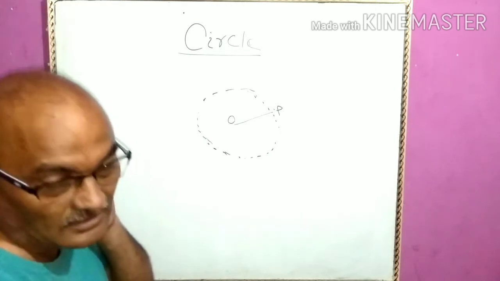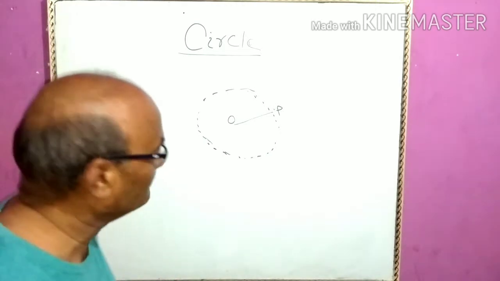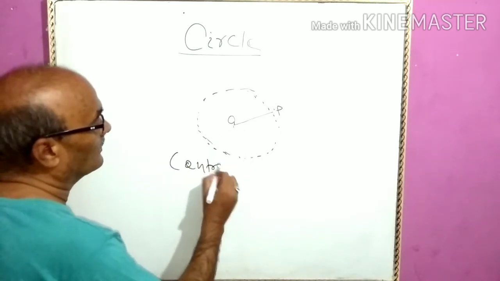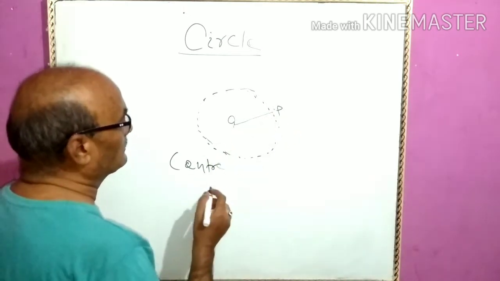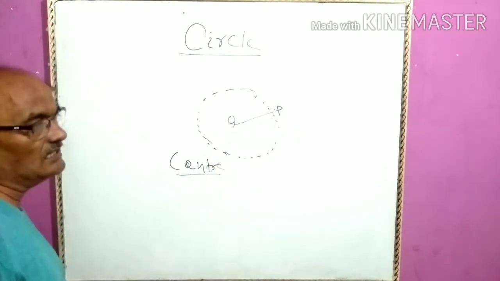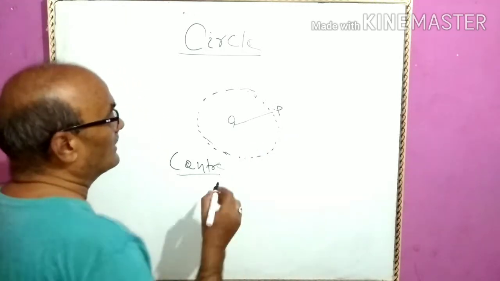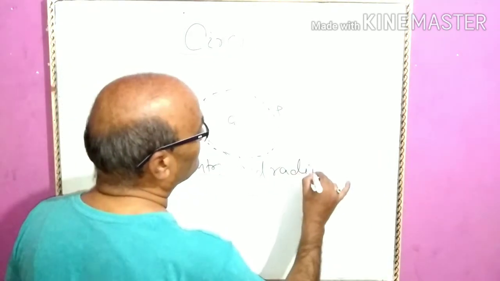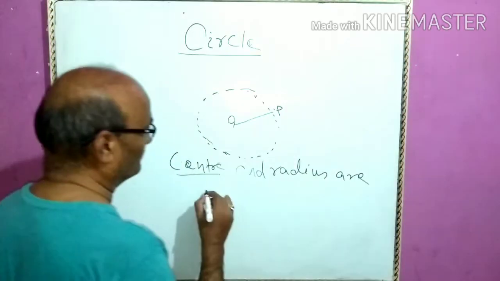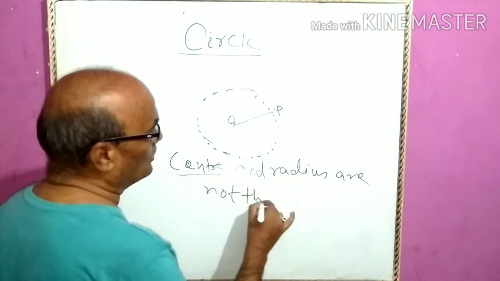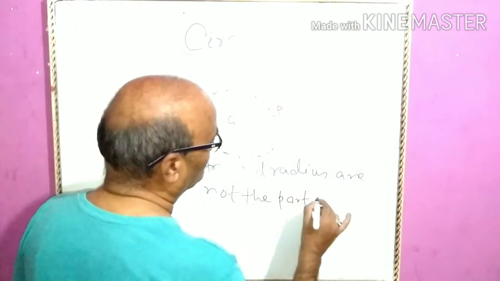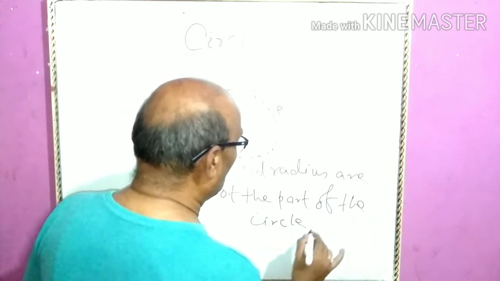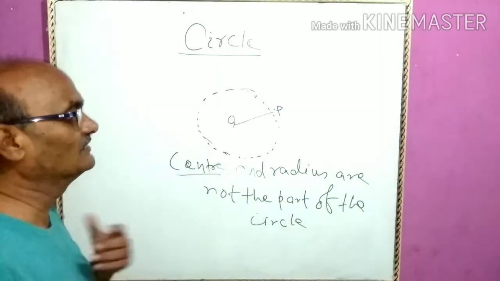Am I clear? But it is very interesting to note that the fixed point O is known as the center, and the constant distance is known as the radius. Center and radius are not part of the circle. We take them here only to define the circle.